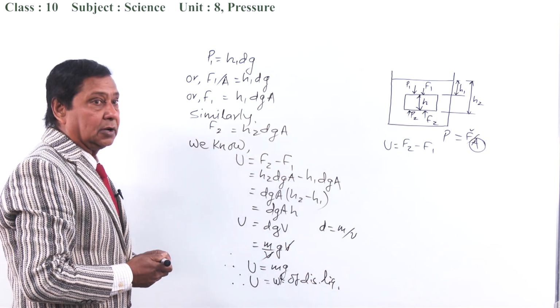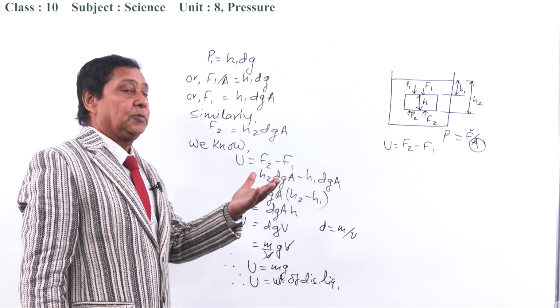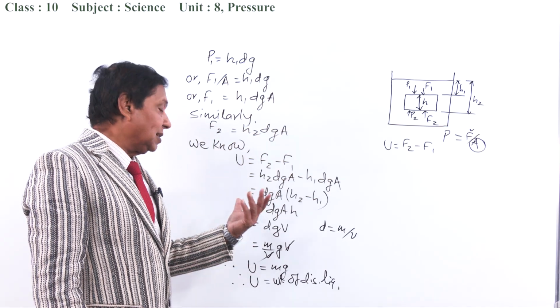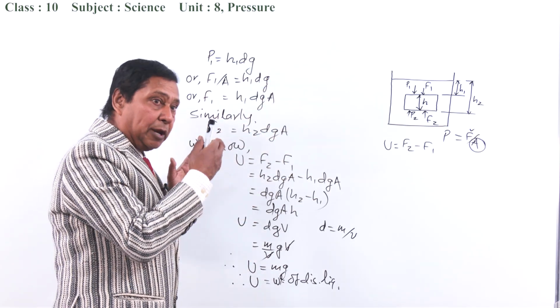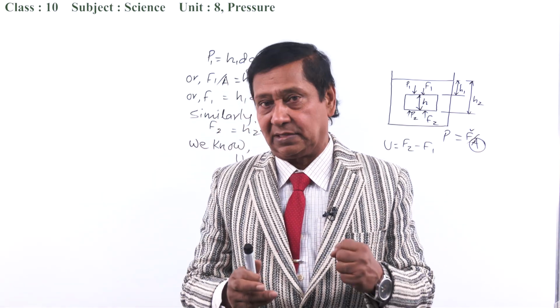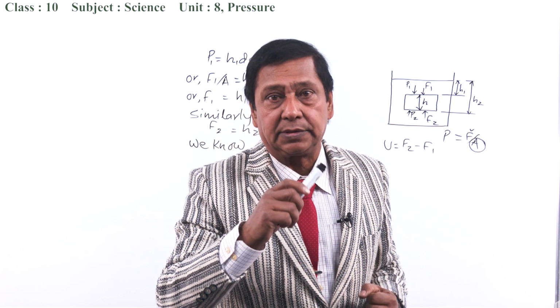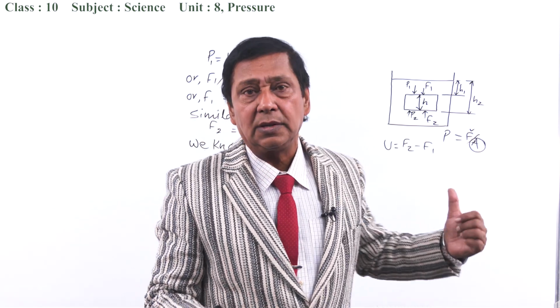Thus it is proved. What is proved? Archimedes principle is proved. Archimedes principle says that upthrust is equal to weight of displaced liquid. By the derivation we proved upthrust is equal to weight of displaced liquid. The previous one was experimental verification of Archimedes principle. It was what?